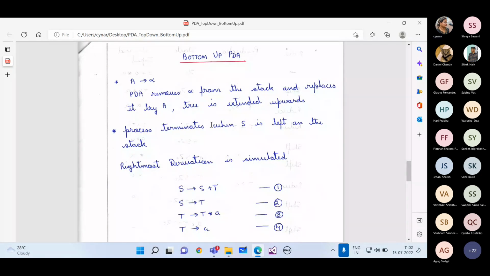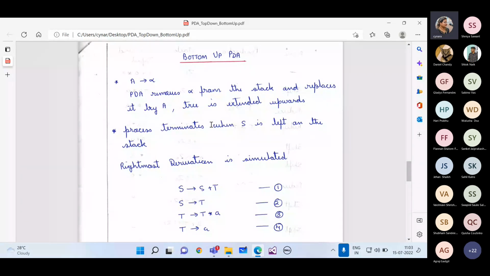So now students will see how a bottom-up PDA works. For the last class, we checked a top-down PDA, and this is a bottom-up PDA.